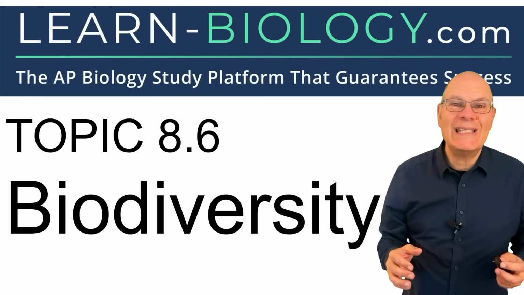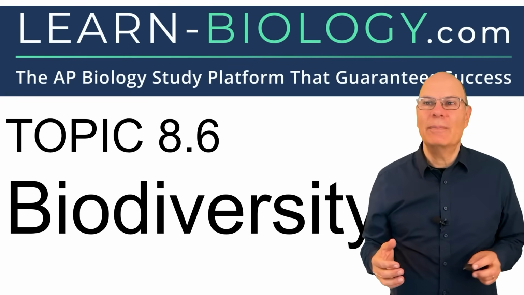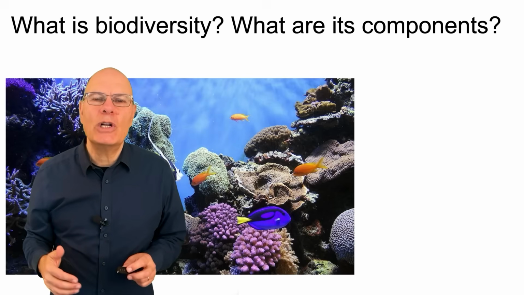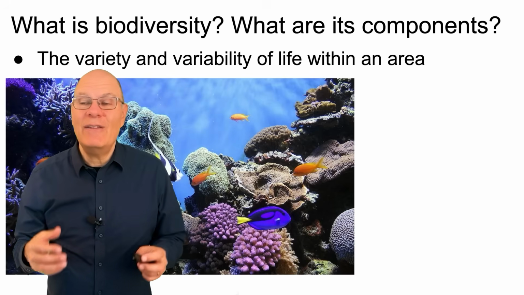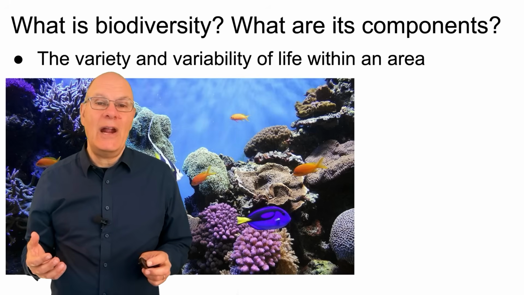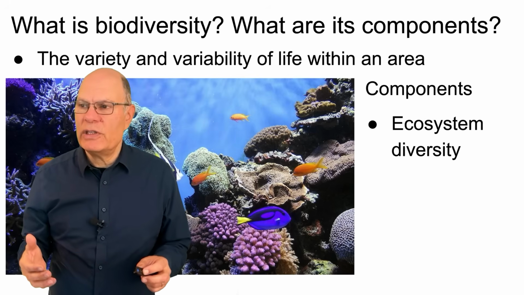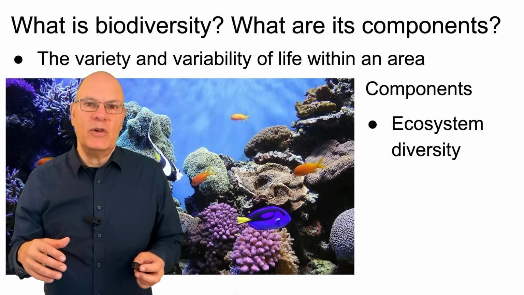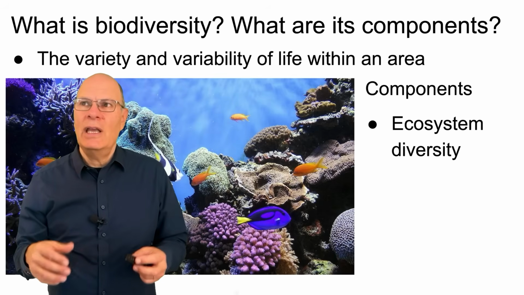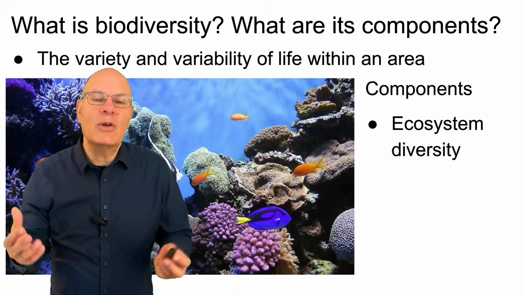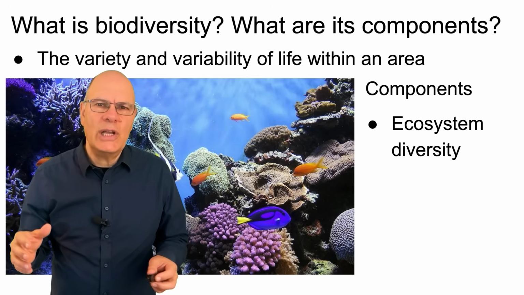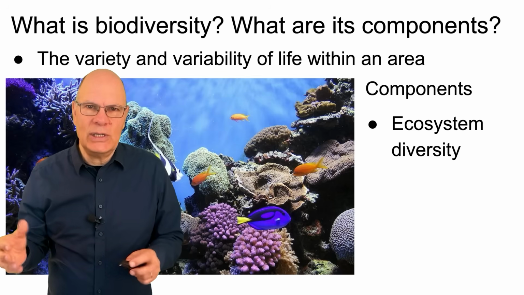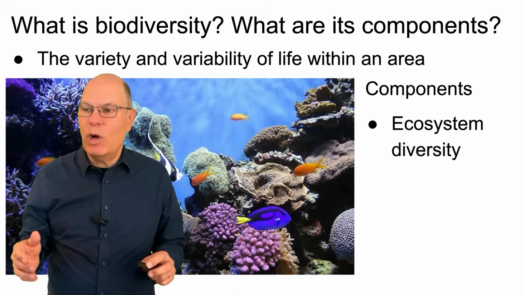Topic 8.6, biodiversity. What is biodiversity? What are its components? Biodiversity is the variety and variability of life within an area, and it has several components. That includes ecosystem diversity. So if you think about an ecosystem like the one in Yellowstone National Park, there are mountains, there are meadows, there are aquatic ecosystems, so a variety of ecosystems in one area.